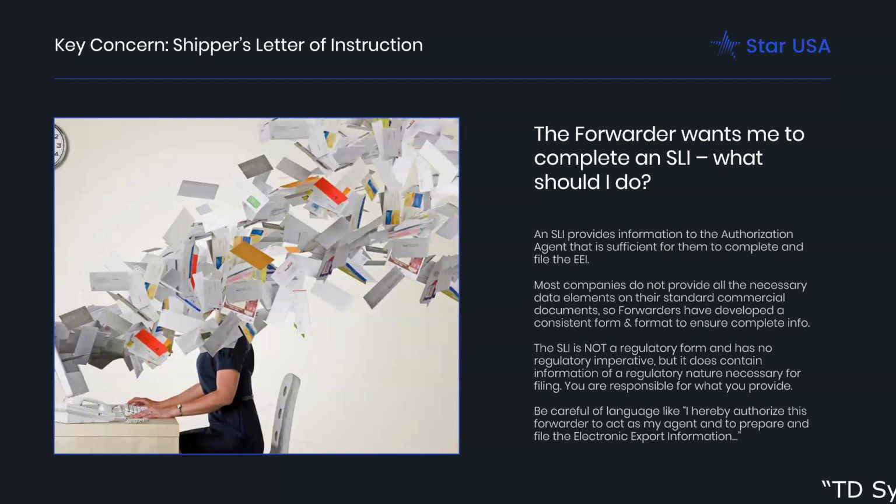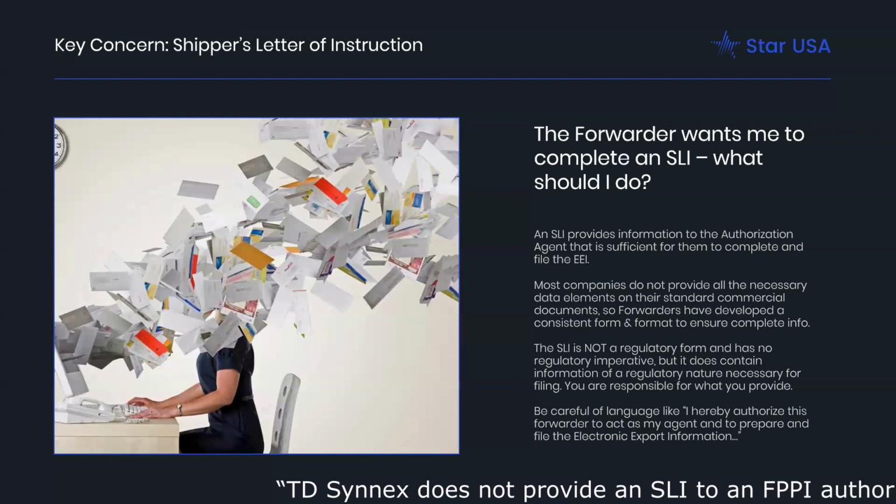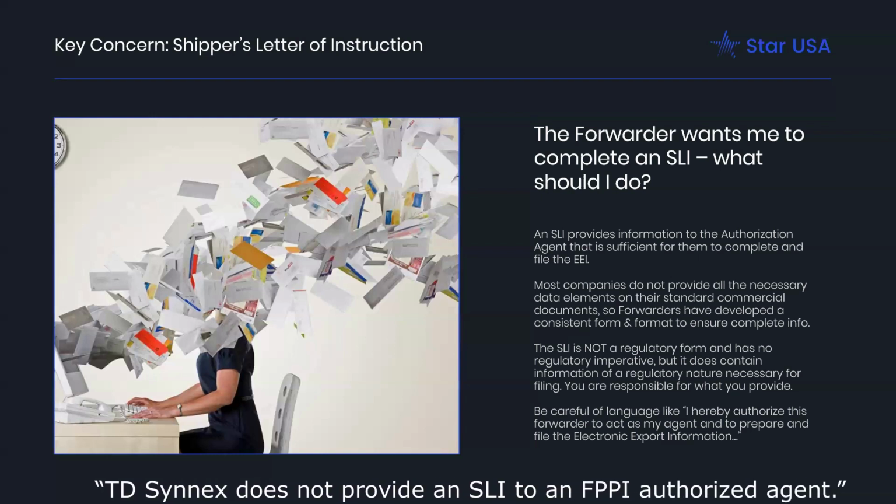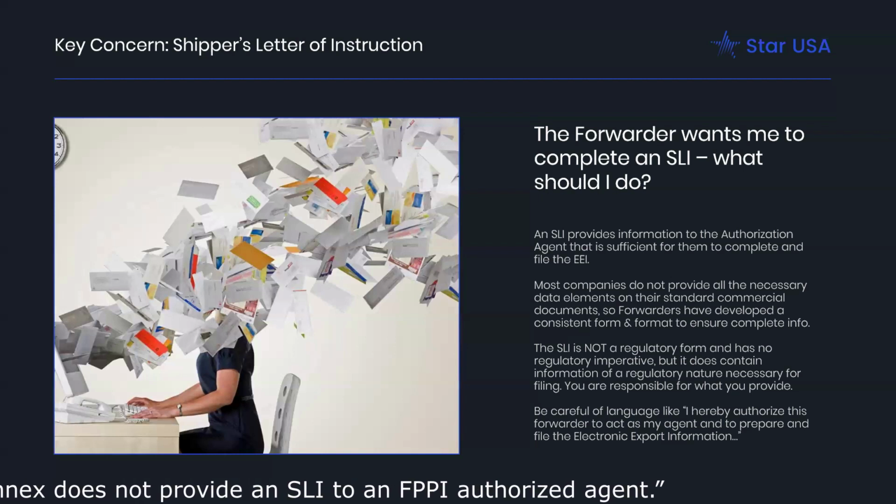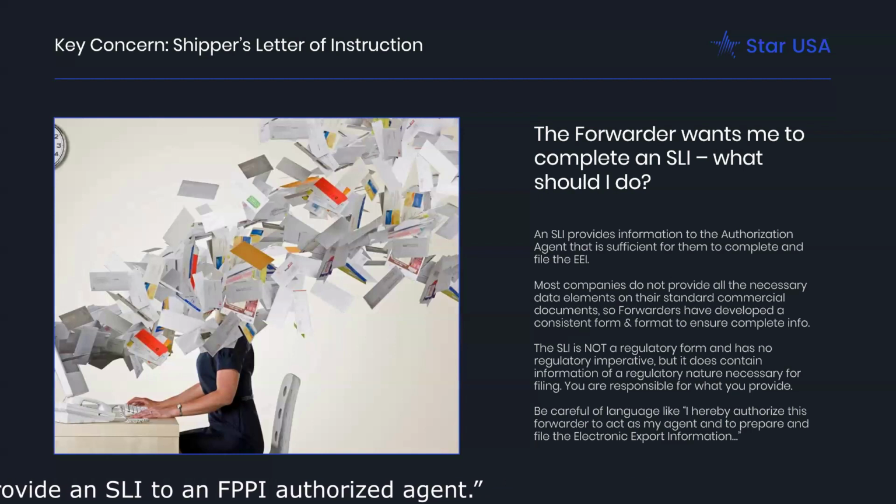So whenever your customer's forwarder comes to you in particular and asks you to fill out an SLI, you need to be careful of what information you are signing and what the wording is, and also recognize that you're only obligated to provide the information from those 12 data elements that we talked about earlier. So if you're being approached by your customer's forwarder to complete an SLI, you only need to complete the 12 data elements that are required for all USPPIs to provide to the authorized agent in a routed transaction. And you should not sign anything that says, I hereby authorize this forwarder to act as my agent and to prepare and file the EEI.